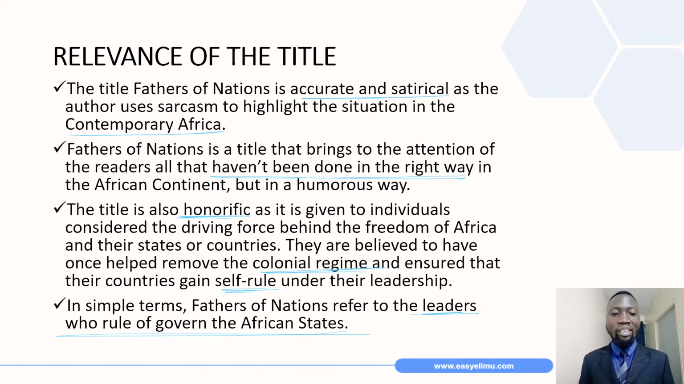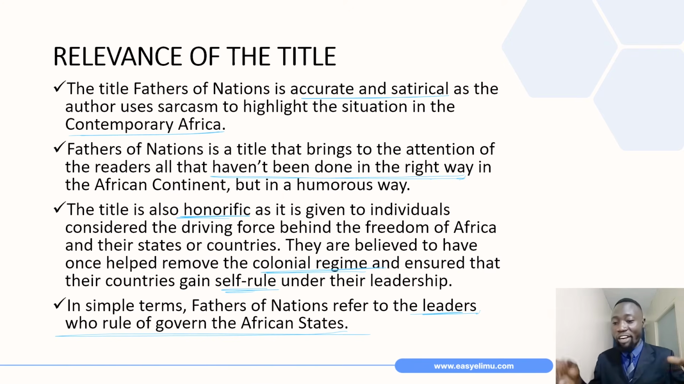Very interesting. So about the relevance of the title, the title Fathers of Nations is accurate and satirical, as the author uses sarcasm to highlight the situation in contemporary Africa. Fathers of Nations is a title that brings to the attention of the readers all that hasn't been done in the right way in the African continent. But what is interesting is that these ideologies, or these mistakes, I can call them, are pointed out by the author in a humorous way.